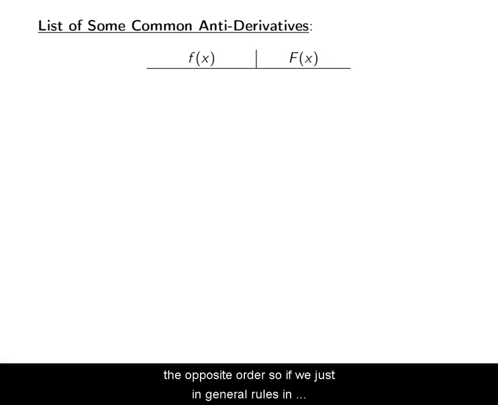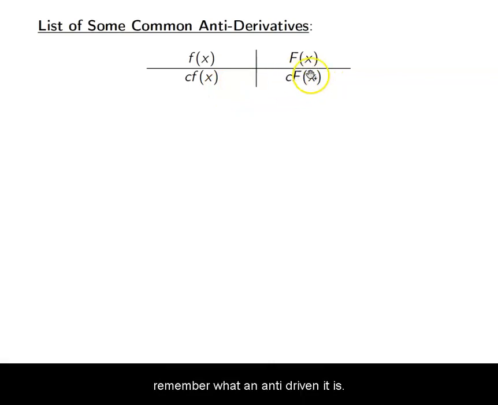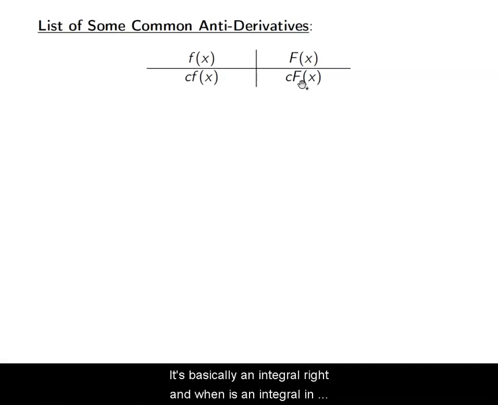First we're going to start off with just some general rules and general properties. If we have a constant times our function, then for the antiderivative, it's just going to be a constant times the antiderivative. That should make sense because remember what an antiderivative is. It's basically an integral, right? And what is an integral? An integral is a limit and a sum, and we know that for limits and sums, we can always just pull out that constant multiple.